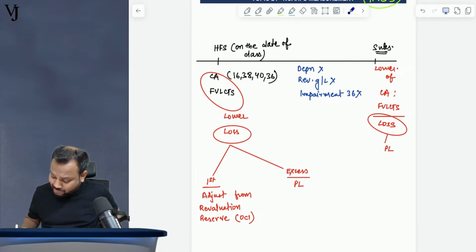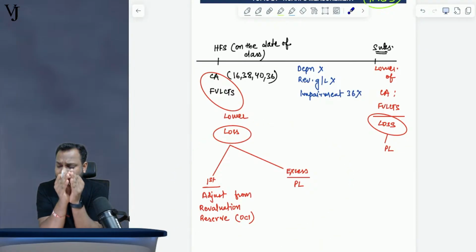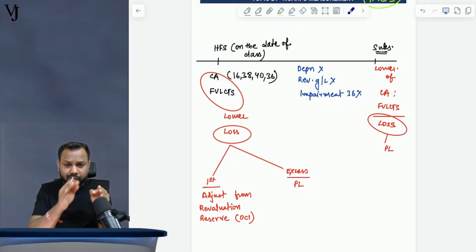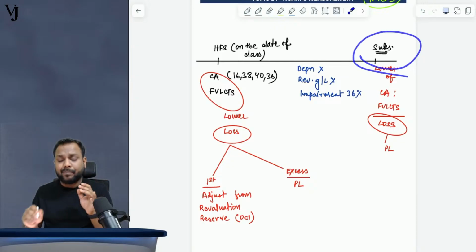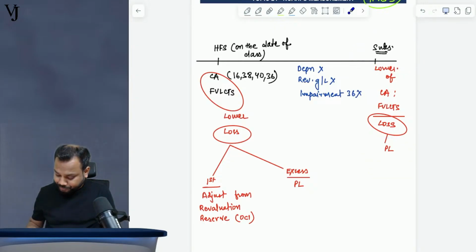Is that clear? So this is an area where you can make a mistake. Understand, on the date of classification, any impairment loss under IFRS 5 goes first to revaluation reserve, then to P&L, and subsequently only to P&L. Please don't make a mistake here in the exam.